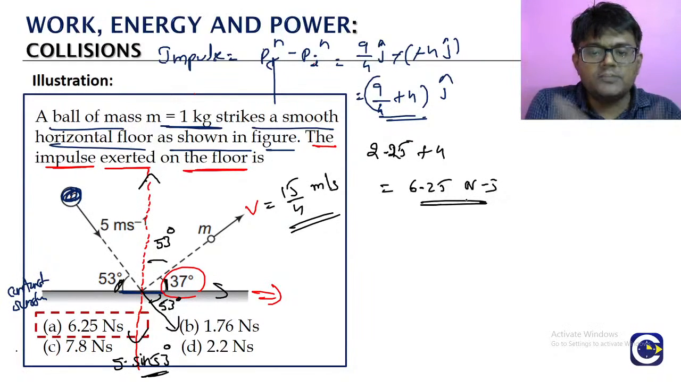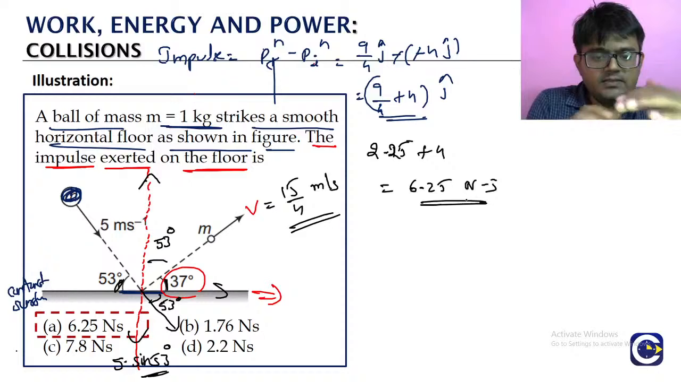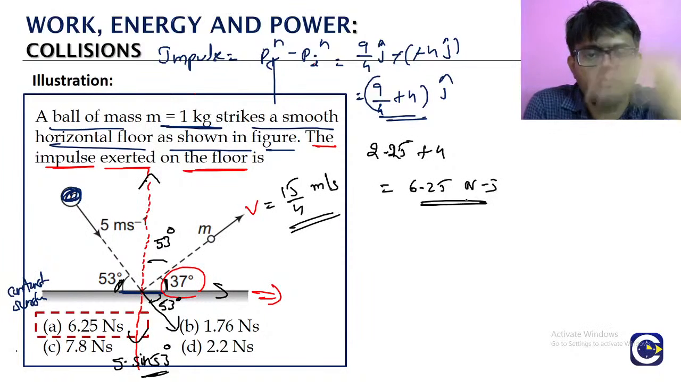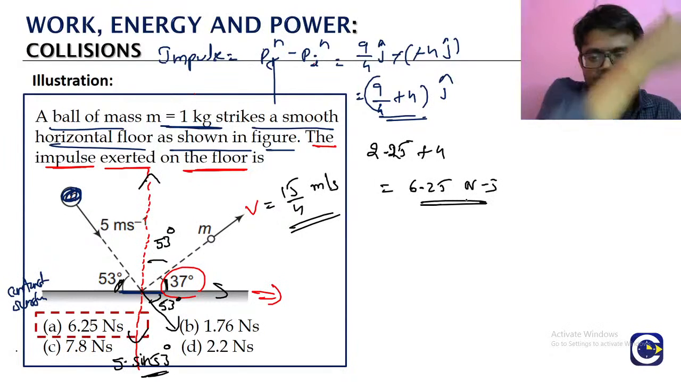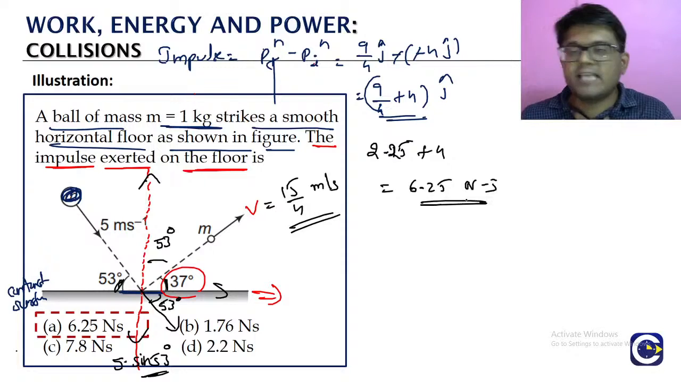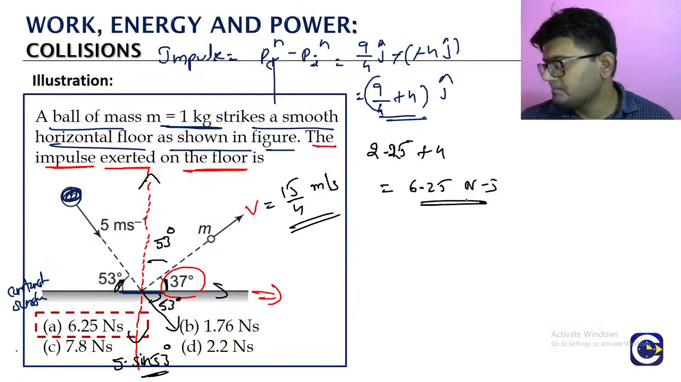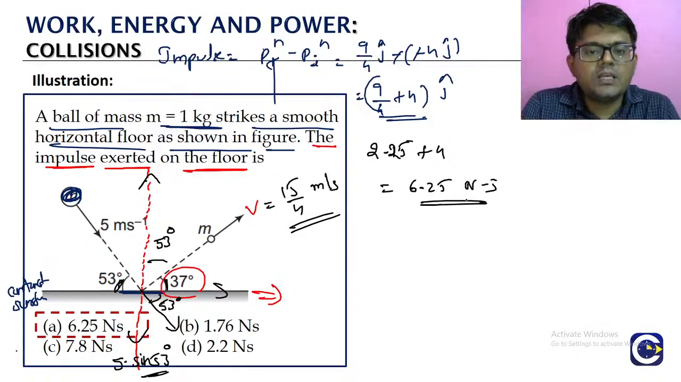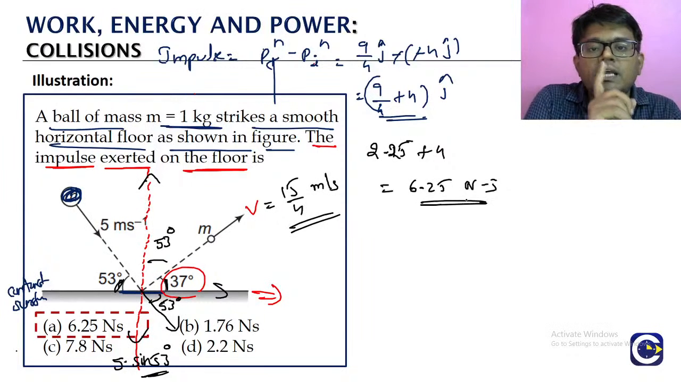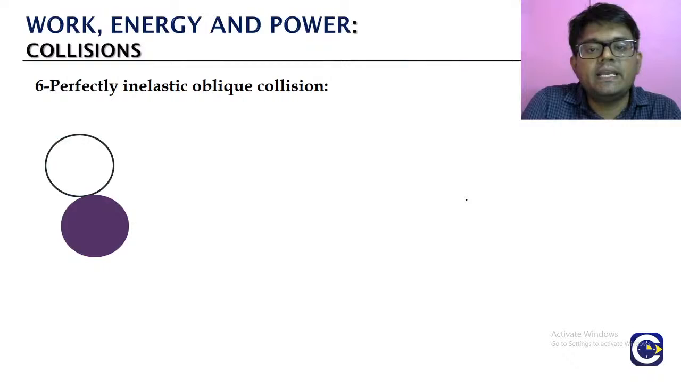Now because the impulse force is internal force, right? Means whatever is the impulse experienced by the ball, in return the ball will exert the same amount of impulse on the floor. So this is how we look at the questions on the inelastic collision in case of the oblique category.